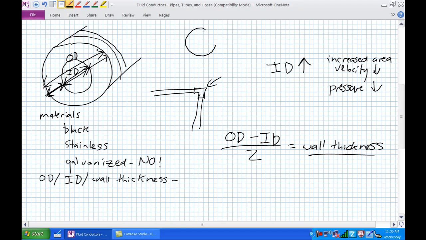I mean, think about it. Here is a standard OD of a certain diameter. 2 different pipes. Here's a ridiculously small ID. Here's a standard ID. Which can handle more pressure? Pretty obviously this. Which, for a given flow rate, is going to have the least velocity? This guy, because that cross-sectional area is increased. Okay, so you have to take all these into consideration when you're designing a system with pipes.